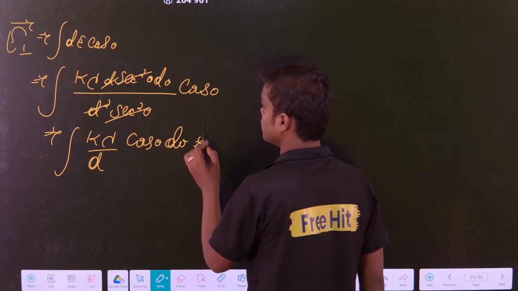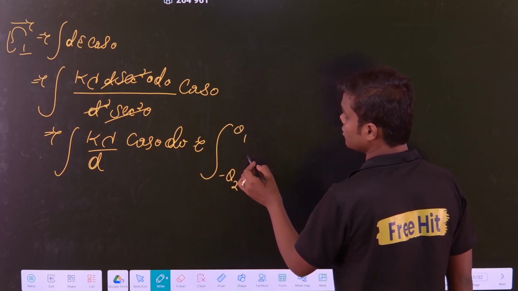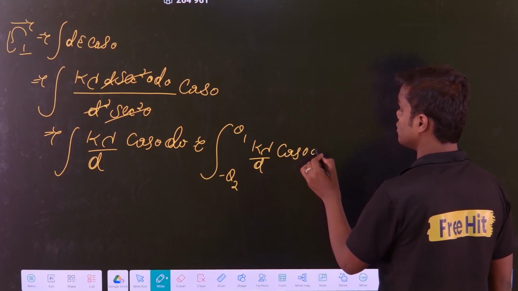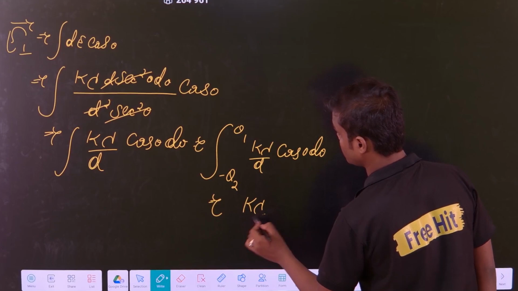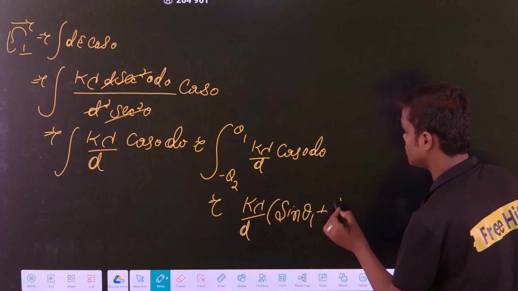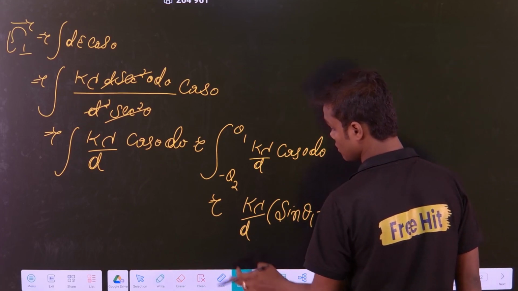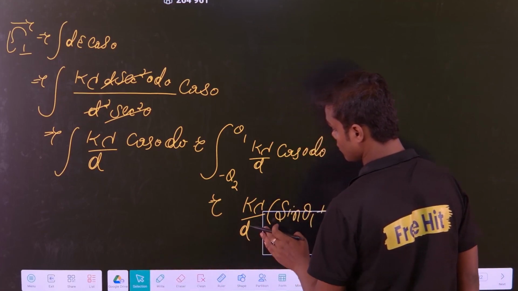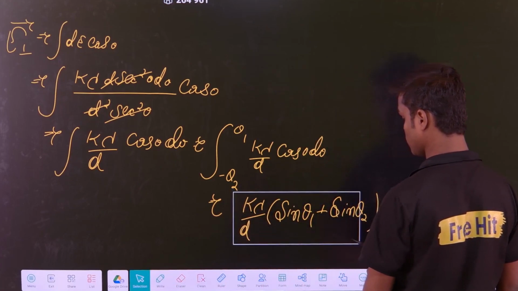So from here, if you put the limit minus theta 2 to theta 1, K lambda by d into cos theta d theta, and if you integrate, what you will get is K lambda by d into sin theta 1 plus sin theta 2. Correct? You have to remember this formula by heart.